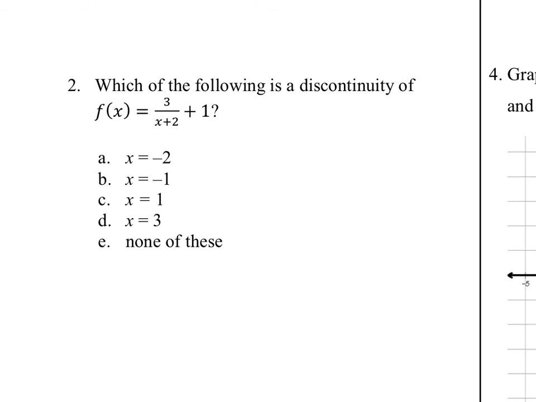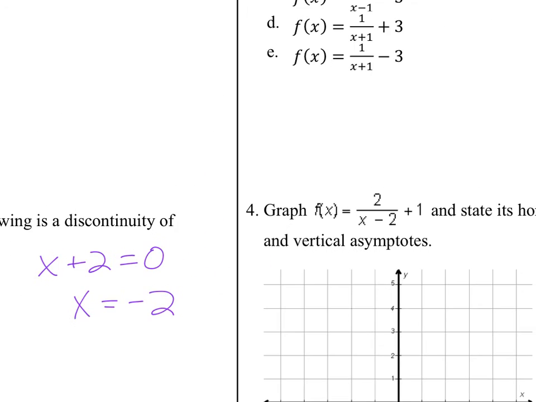All right, number 2, which of the following is a discontinuity? Well, the discontinuities, again, are where we have a denominator of 0. So it's at x equals negative 2. We haven't identified exactly what type of discontinuity, but that's not what it's asking. So this question would be 2.